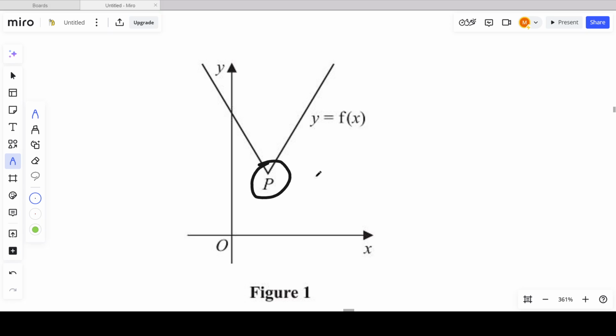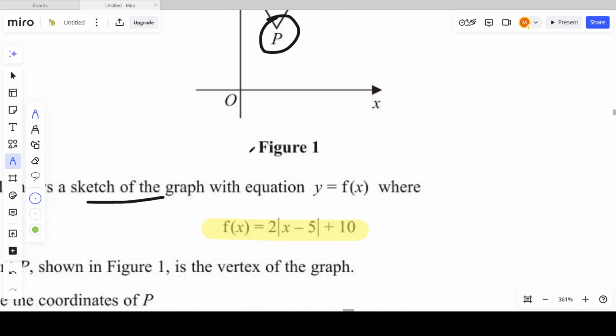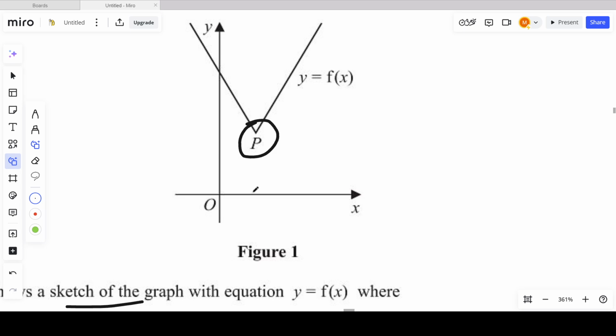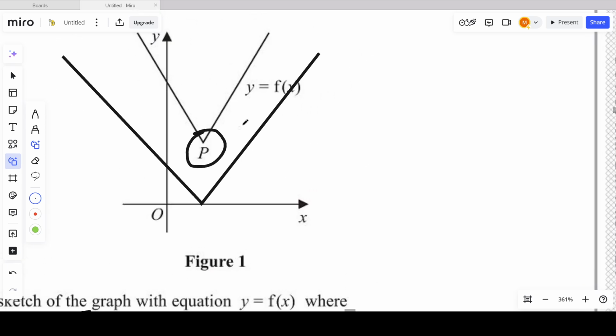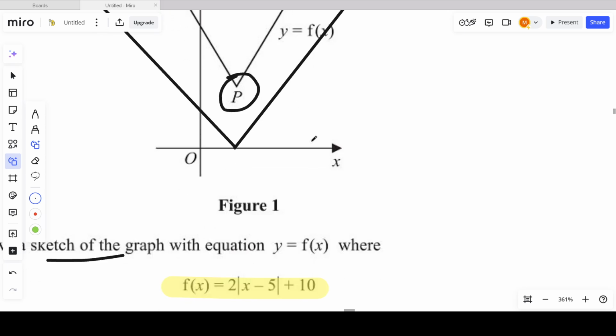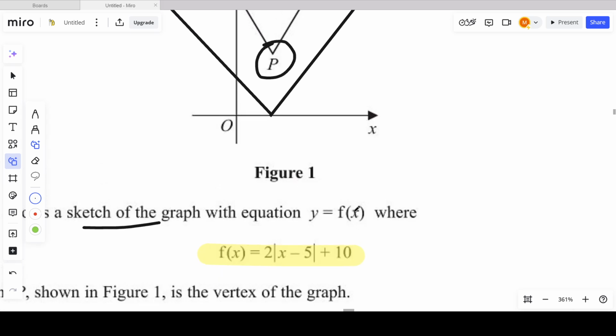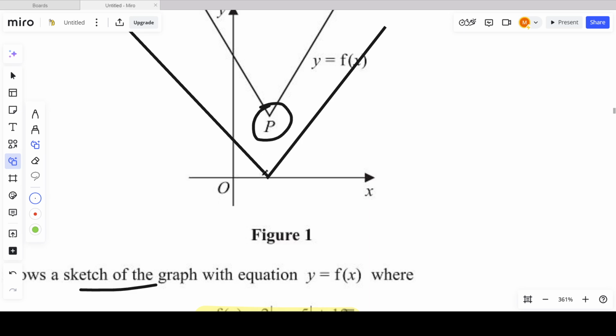If you see the equation of the modulus function, it is 2 times modulus of x minus 5, plus 10. The modulus part is modulus of x minus 5. So the modulus function f of x is transformed. If you see the graph of modulus of x minus 5, it would be like this. They stretched it along the y-axis by a factor of 2, and then translated it by 10 units along the positive y-axis, and that's how point P came to here. Initially it was at this point.